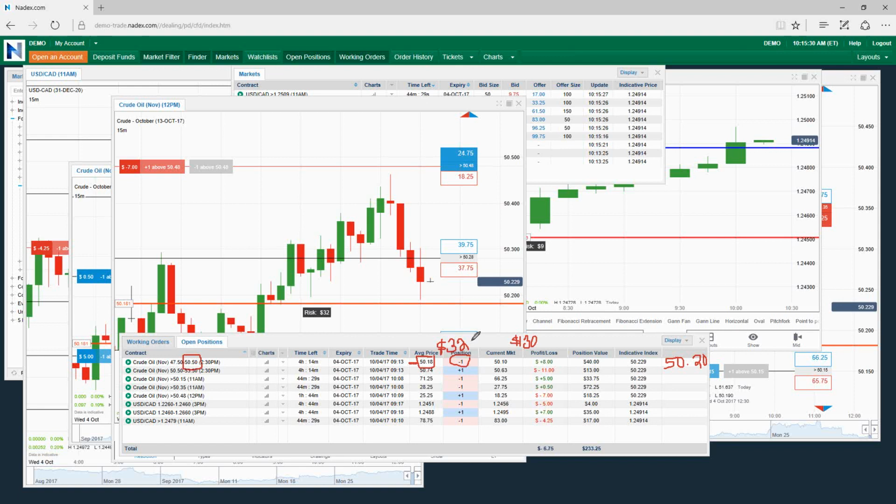And when is the best time to trade the spreads? When you're expecting a lot of movement. That's when you really want to take advantage of the spreads. Does everybody understand that? Any questions so far at all?